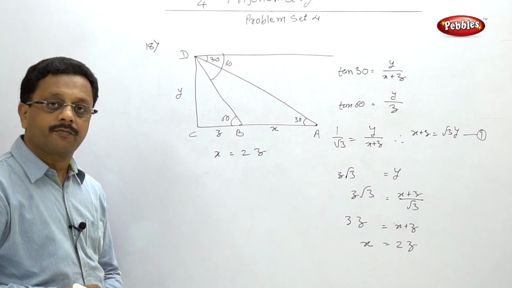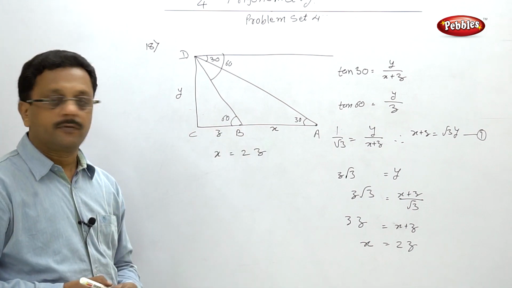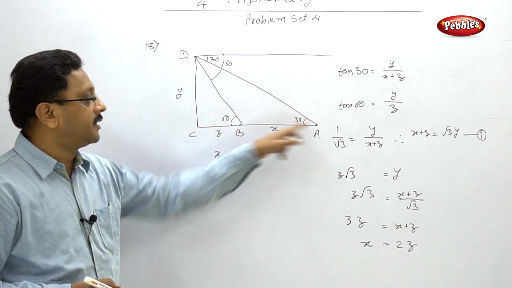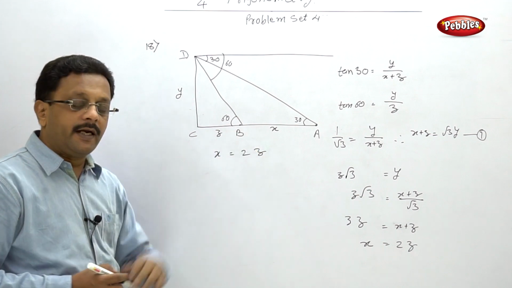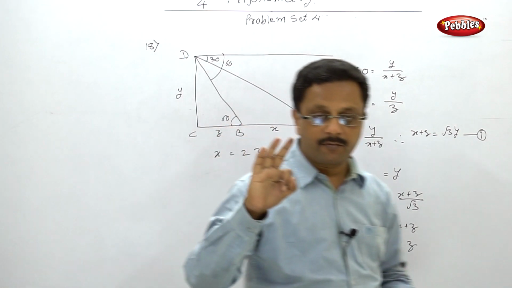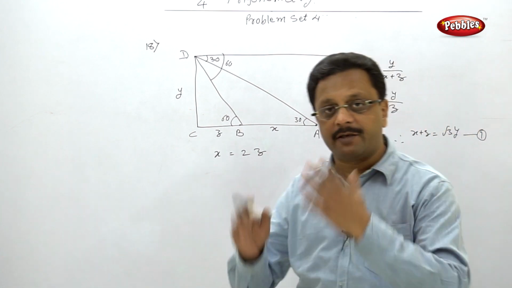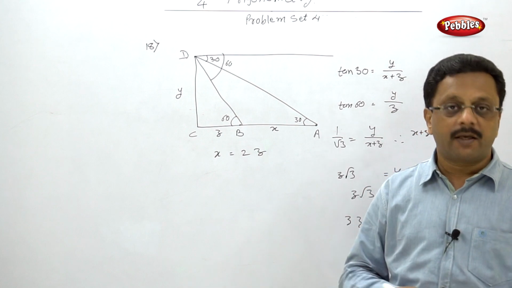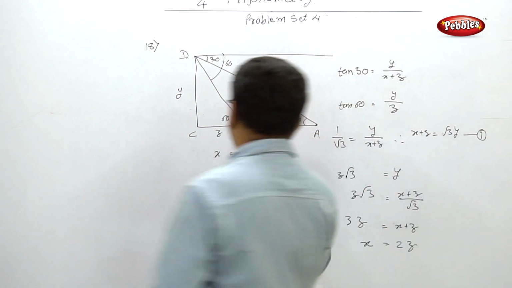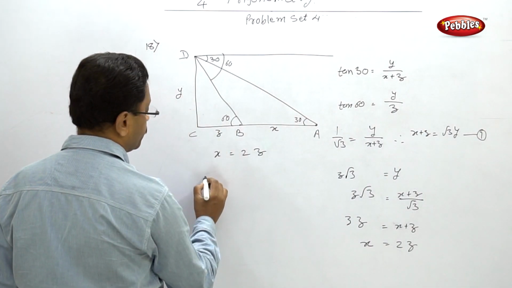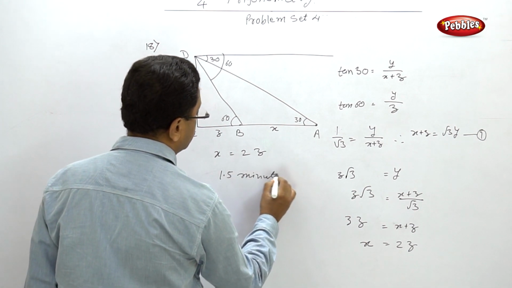Correct? So this distance is doubled. z is half of x. Correct? Now to cover the distance x, it takes 3 minutes. So if the boat is moving, they said that the boat is moving with a uniform speed. So how much time will it take to cover the half of its distance? Half the time. That is, to cover z distance, it will take 1.5 minutes.